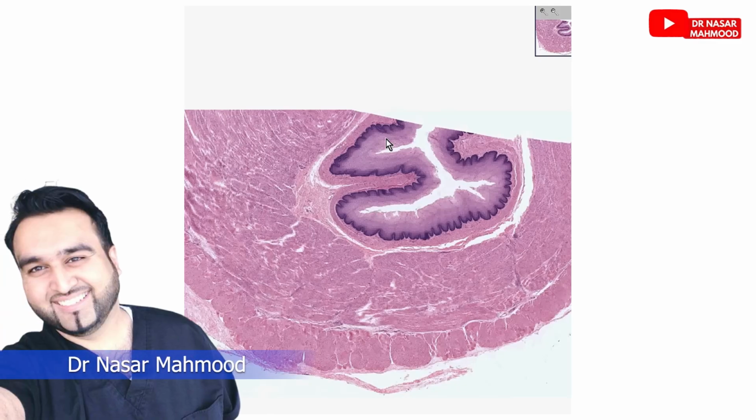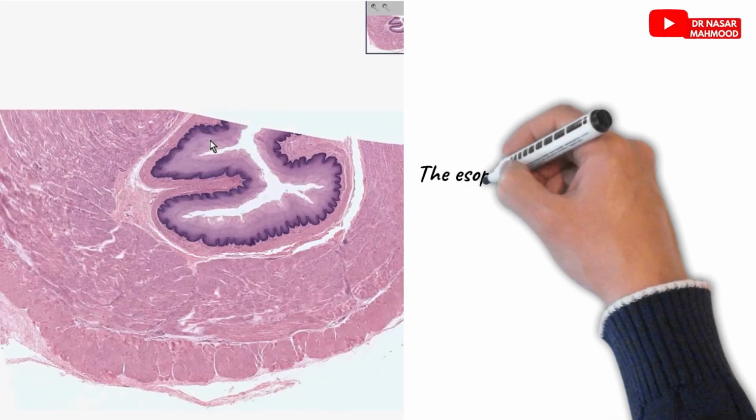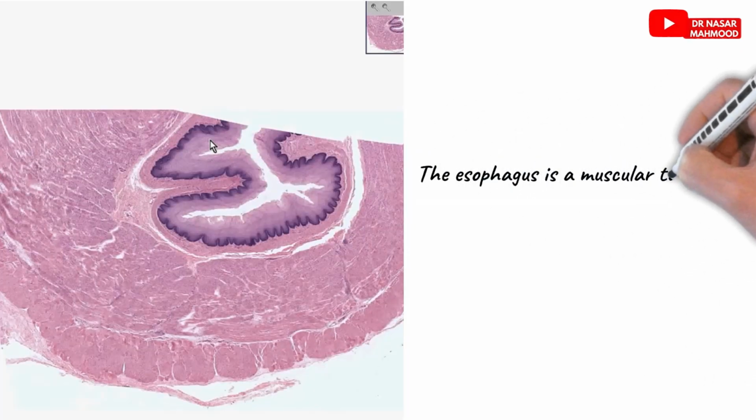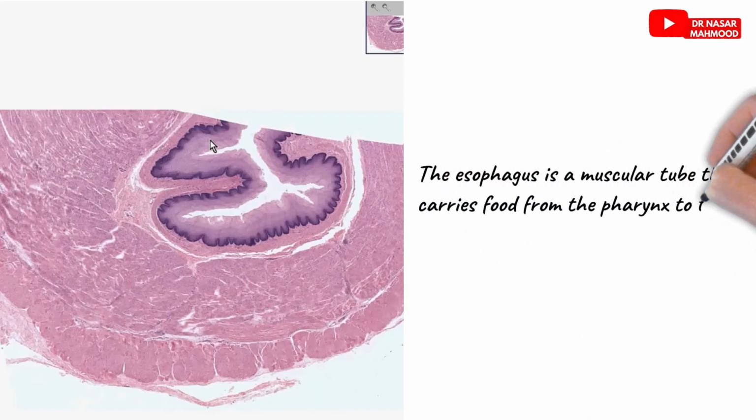It's Dr. Nasser here, and today we're looking at a beautiful cross section of an esophagus. The esophagus is a muscular tube that carries food from the pharynx to the stomach, and its histology reflects the transport function. When examining the esophagus microscopically, the key is to identify its layered organization.